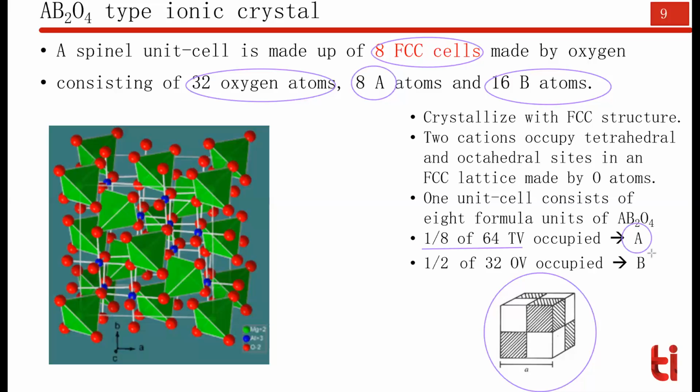So all A atoms go and occupy the tetrahedral voids. They are 8 in number, and we have 64 tetrahedral voids. So only 1/8 of the total tetrahedral voids is occupied. That means in every subunit cell, I have one tetrahedral void occupied by the A atom. Clear up to this point?